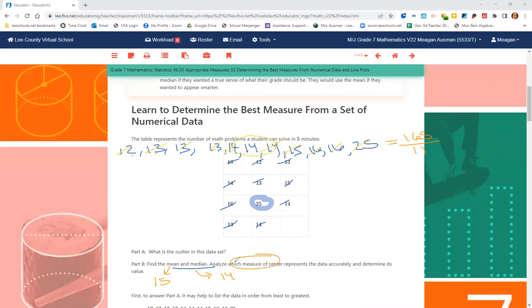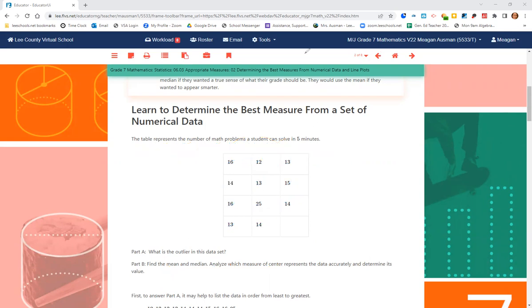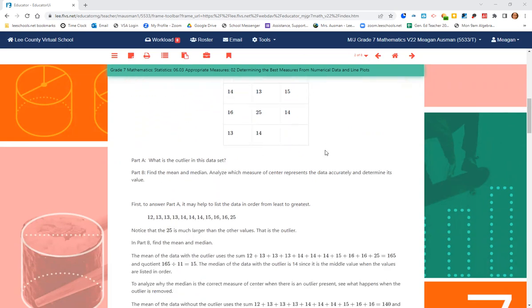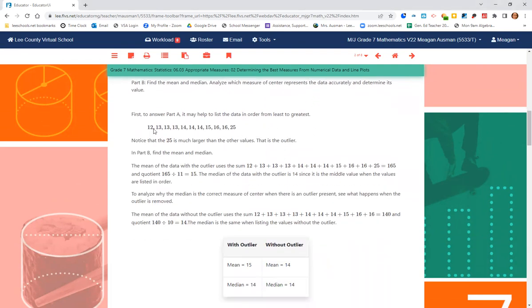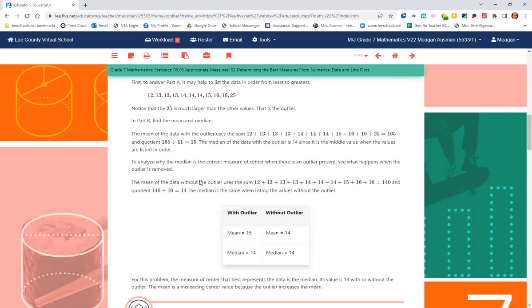Okay, which one do you think is best to use? Remember that chart we saw? If it has an outlier, it's better to use the median. So we're going to list it from least to greatest. We see all that. We find the mean and the median.